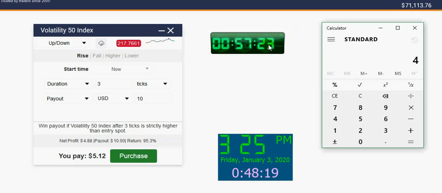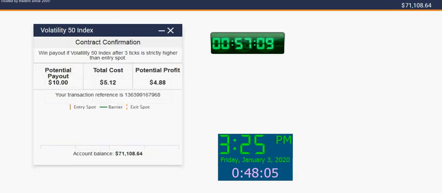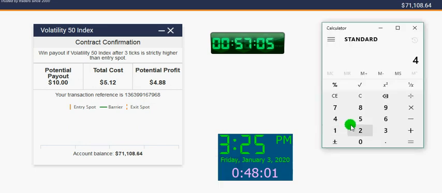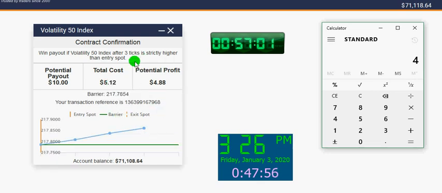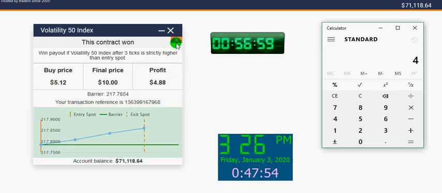Once it's 55 seconds, we click on purchase. Then that should be about 10 seconds. Okay, we click on purchase right there. So that's our fourth trade. Let's wait for the result. You can see we won the fourth trade.